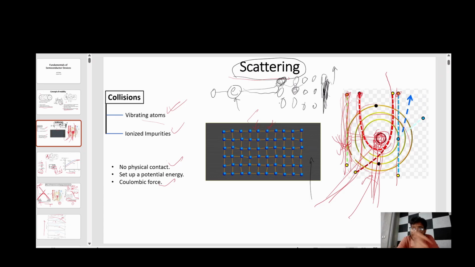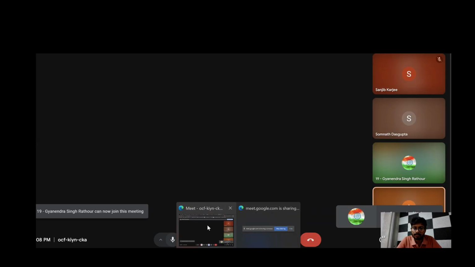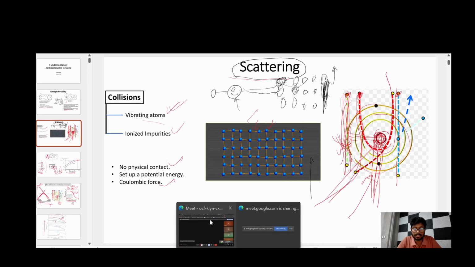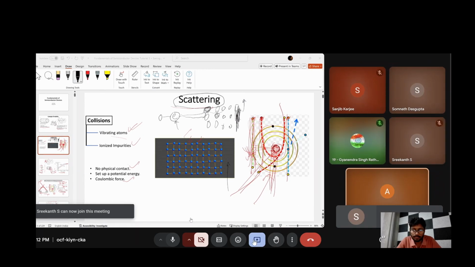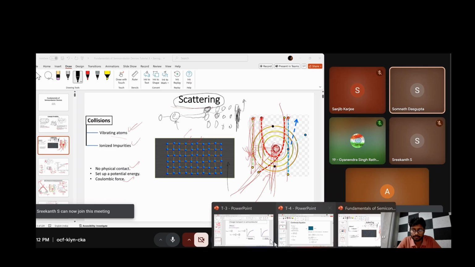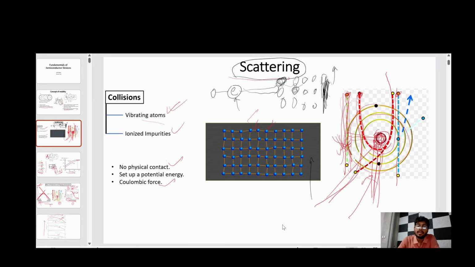And there is another thing. When you dope the semiconductor, there are some impurities, these are ions. Positively and negatively charged ions are always there. So the carriers will feel some force, attractive or repulsive forces, because of the ion impurities.